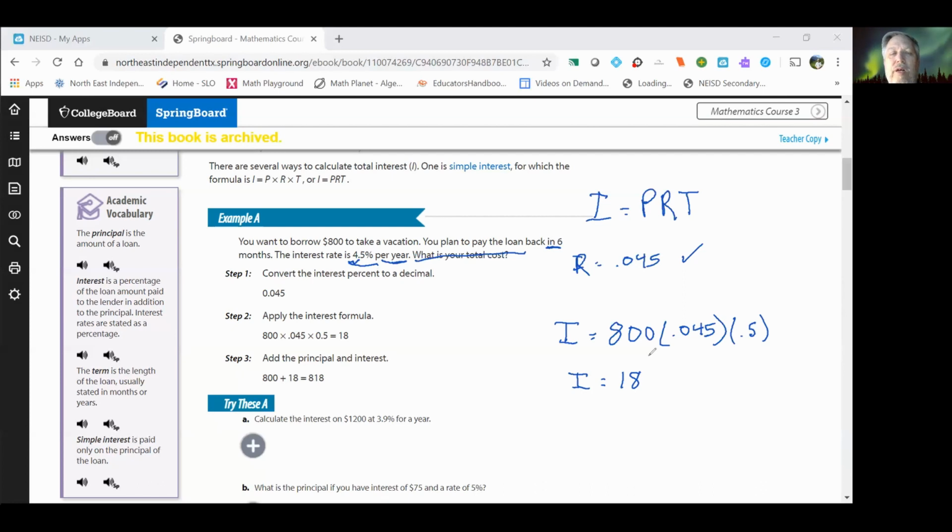Now, the total cost of the vacation is going to be the principal plus the interest, which is your total. So that's going to be the 800 plus the 18, which is 818. Okay, so the total cost is $818.